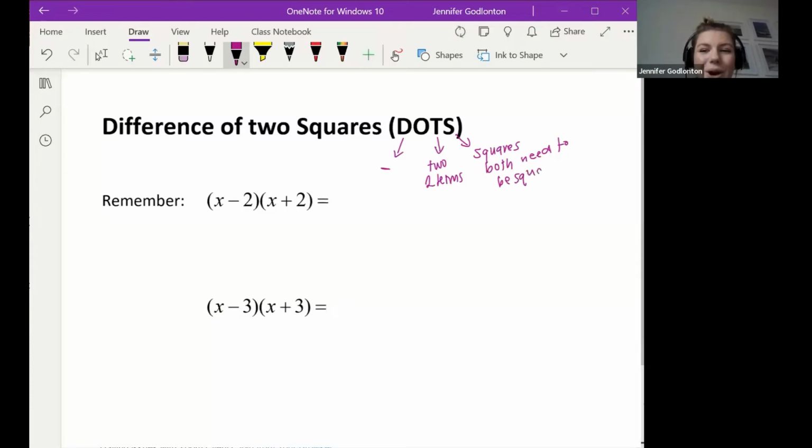There are 3 parts of factorization in grade 9, and then you learn more in grade 10. So we're just at the beginning.